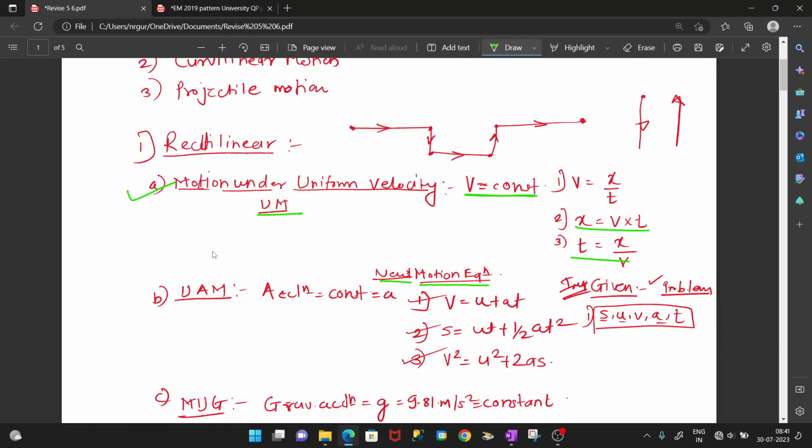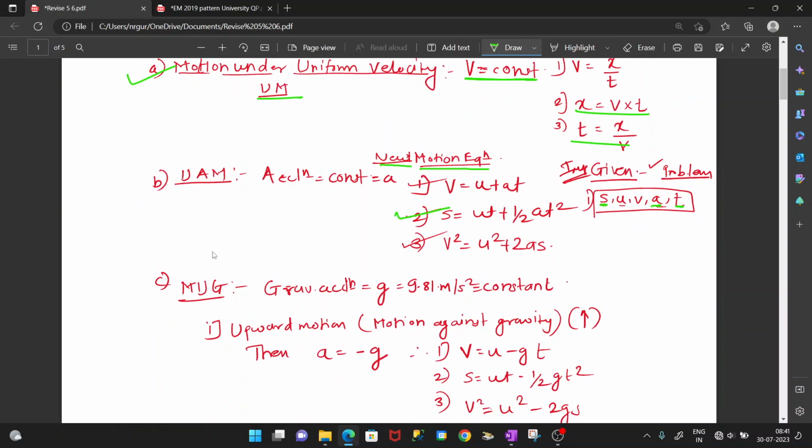And what to particularly see in the problem: if given in the problem is, let's say, s, a and t, and they are asked for u, then you should use formula number 2. Likewise, we will see in the problems also.